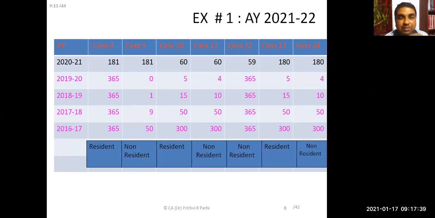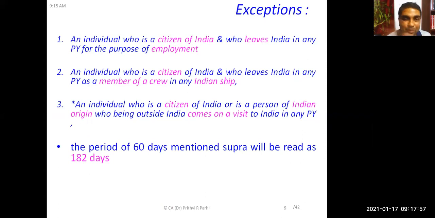This is a very basic concept regarding residential status. We all should confidently say that we have understood this. Have you understood? Yes, sir. Okay, very good. Now we'll add a little complexity to this. Of course, this is quite simple, not that complex, don't worry.